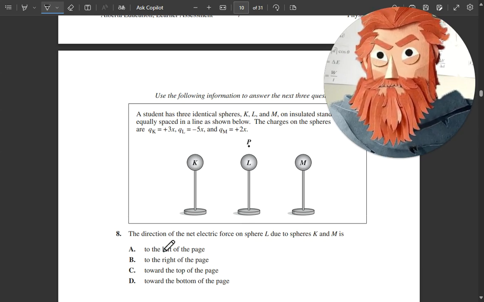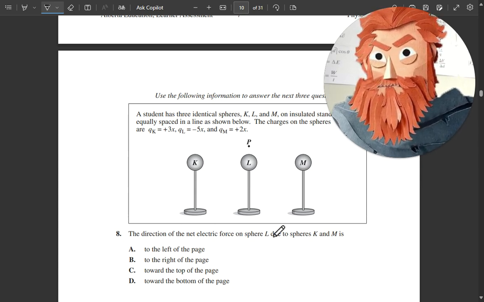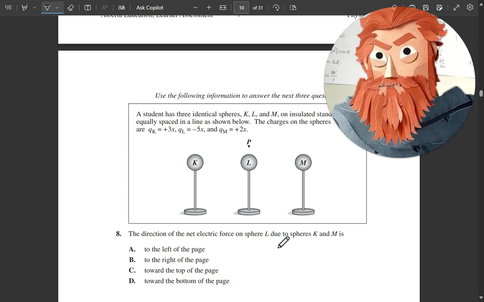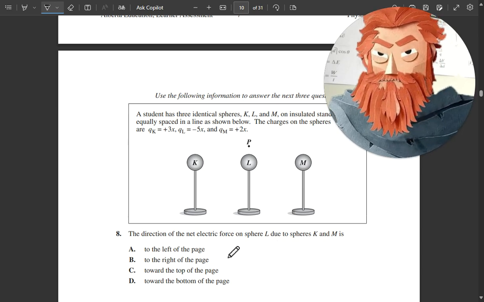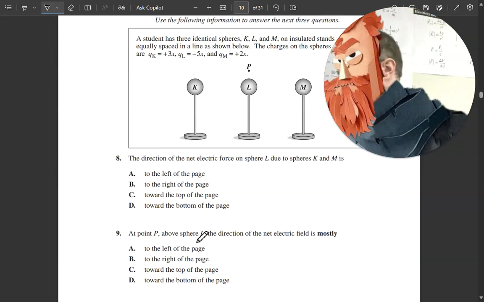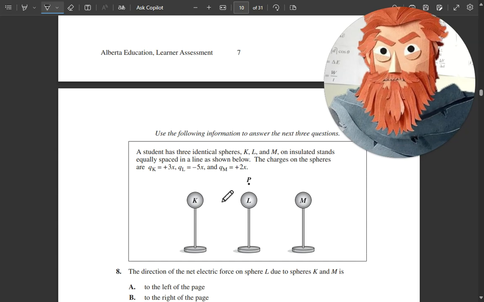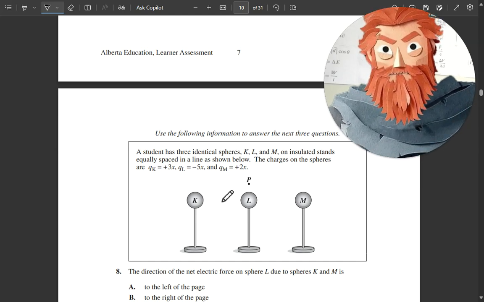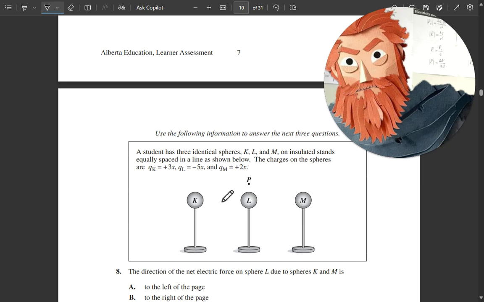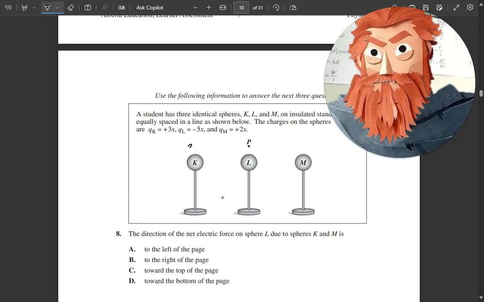All right. This one here, I want to know the direction of the net electric force on L due to K and M. And which way is the field going at point P? So what's the direction? They're approximately the same part. Equally spaced. Okay, that's good. So the equally spaced K is a little bit larger for the charge-wise than this one.